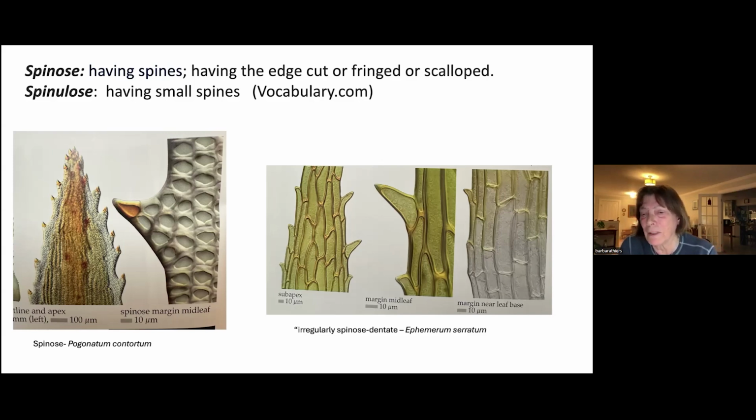And honestly, without looking at it, I really would not know what irregularly spinose dentate means. I see the irregular part. That's fine here. Spinose dentate, I would have a hard time justifying that. But anyway, the species name is serratum, and at least on the left-hand side of the leaf, serrate seems pretty good. It's just over here they're kind of bigger. So puzzling and challenging.